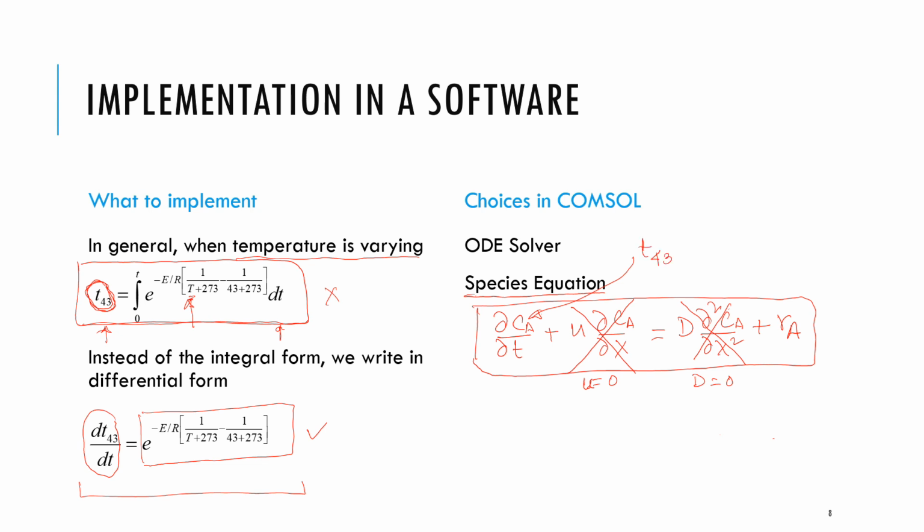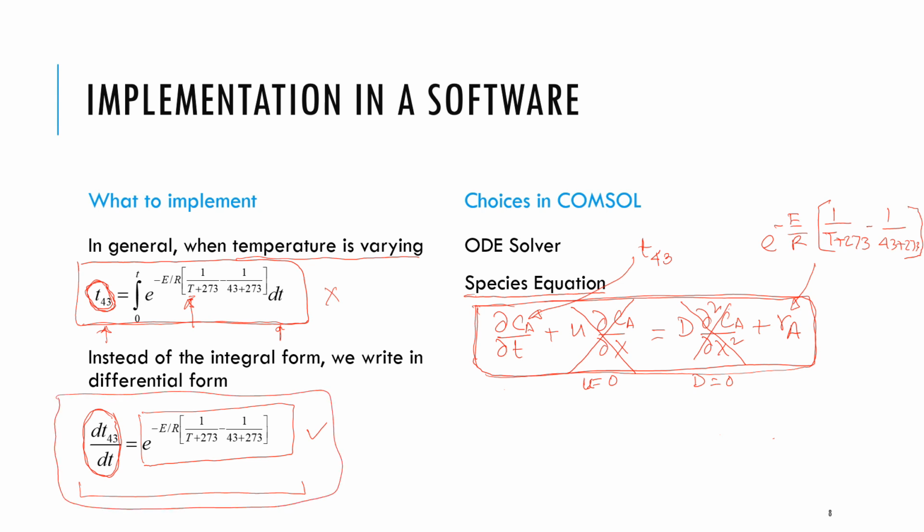So you notice the left hand side is equal to the left hand side here, and the right hand side is all that, minus E to the minus E over R, 1 over (T plus 273) minus 1 over (43 plus 273). Okay, and so then you can fool the species equation and make it solve this equation that you want. So then that will give me this equivalent heating time at any location in the tissue and at any time.